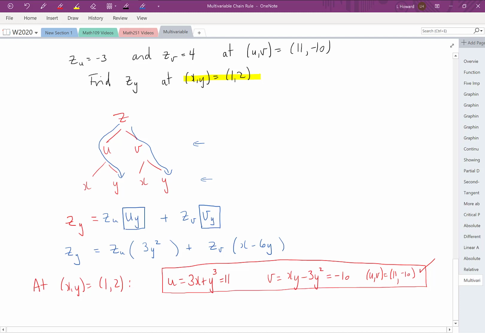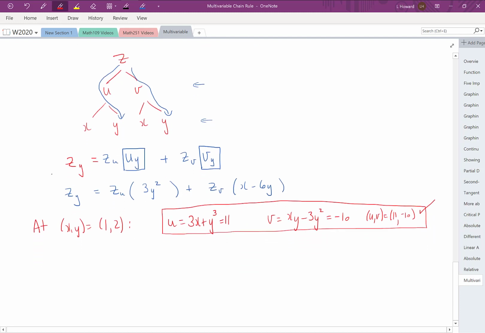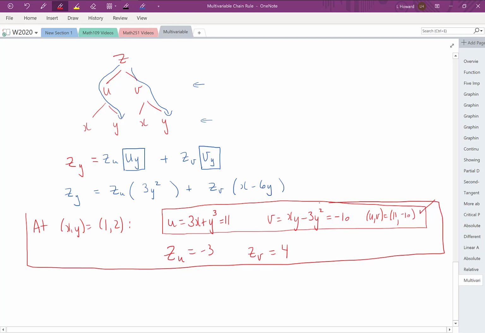So that's telling us that the z sub u and z sub v values in the problem are associated with the point (x, y) equals (1, 2). So we're free to just use z sub u equals -3 and z sub v equals 4 to do our calculation. I'm going to put all this stuff in a box. Anything that appears in this box can now be substituted into our expression to get our answer.